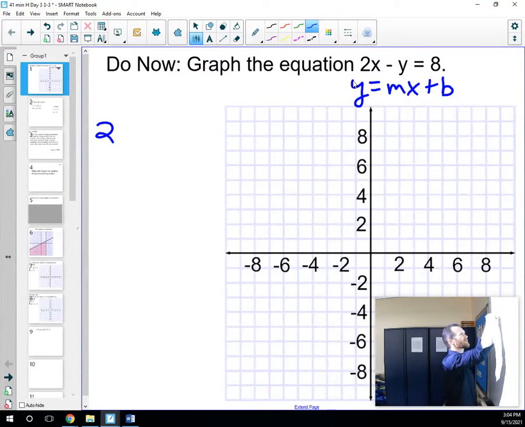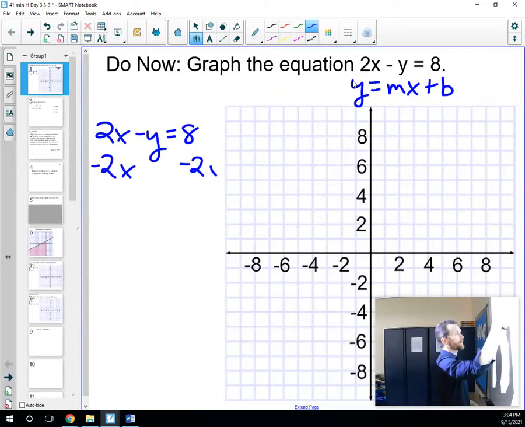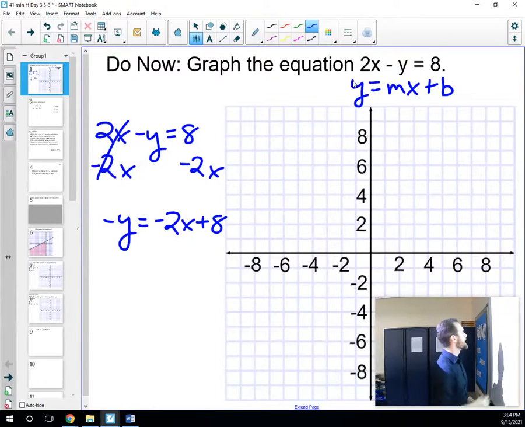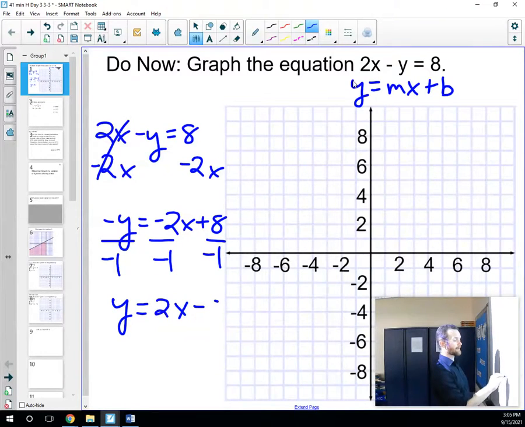Let me rewrite this over here so I have a little bit more room to work. 2x minus y equals 8. Because we're going to need to do a little work before we can start graphing it. We've got to get y by itself. This is something we should be good at from Algebra 1. I'm going to subtract 2x from both sides of the equal sign to cancel that out. That gives us negative y equals negative 2x plus 8. Then, to get y by itself, we have to divide by negative 1, which means we divide every term we see by a negative 1, and we get y equals 2x minus 8.